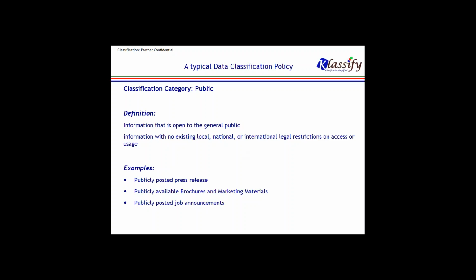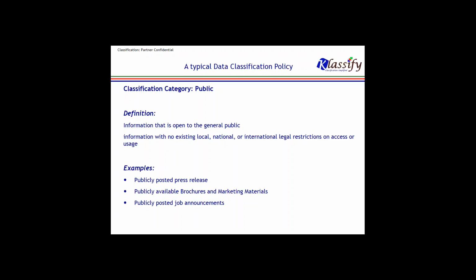And this is something which is ubiquitous. Every organization has data which is open to the general public, right? There is data in every organization which has no existing restrictions in terms of local, national, or international legal restrictions, and therefore it can be widely shared in the public domain. It is meant for the public domain, and therefore this data is categorized as public.